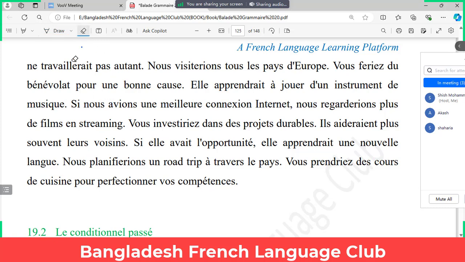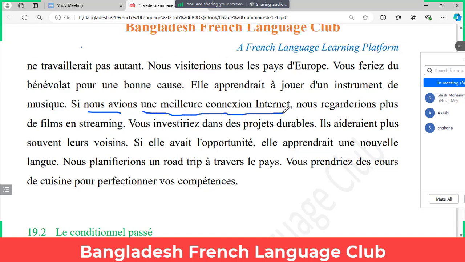If we had, right? Avions means we had. If we had a better internet connection, meilleure means better or good, nous regarderions means we would watch plus de films, a lot of films on streaming. Okay. Let me see, is there another?